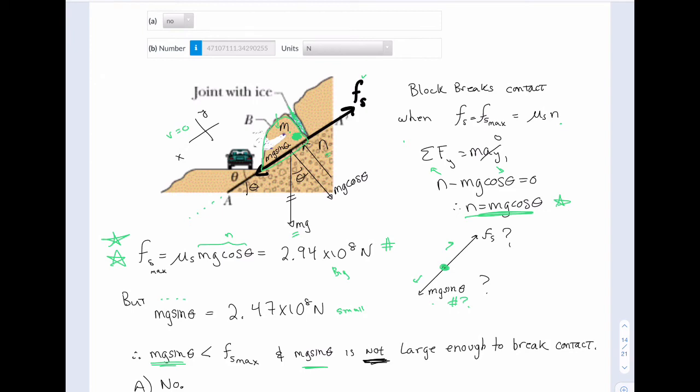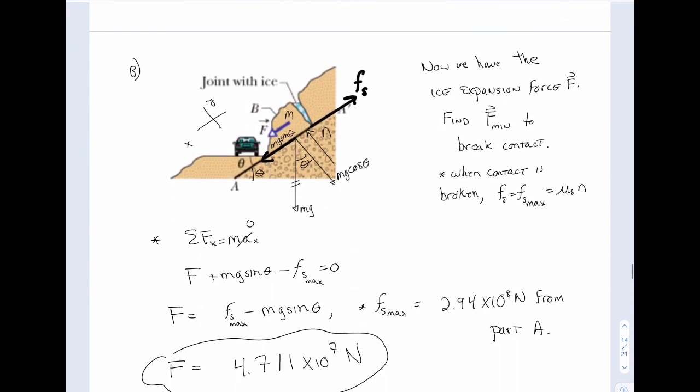Second part of the problem is now this purple force here, which is due to ice expansion, and it's pushing downward. That's now that green arrow. And they want to find what's the minimum force required to break contact. Well again, contact is broken when static friction is mu n. So I have the same diagram I had before, except now I have that additional purple force F.